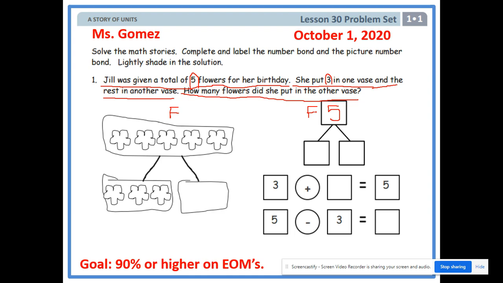And then it says that she put 3 in one vase. So is 3 a total or a part? Get ready. Yes, a part, which they drew right here for you. 1, 2, 3. And I'm going to put vase 1 because those are the ones she put in the first vase. I'm going to put the 3 right here in my number bond. And they want to know how many flowers she put in the other vase. So we're going to go ahead and label this vase 2. Do the same for the other number bond.